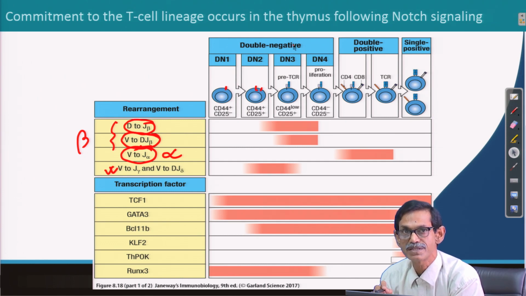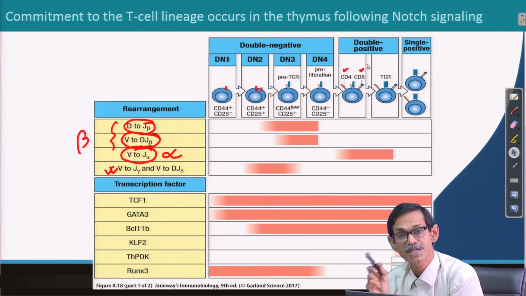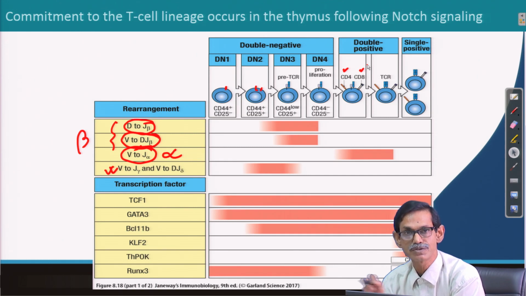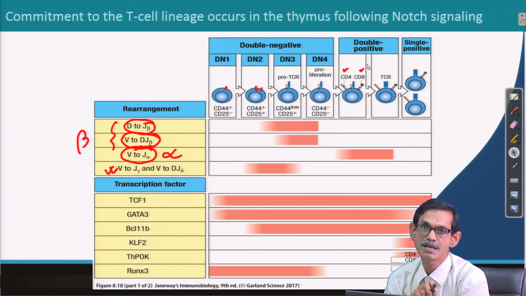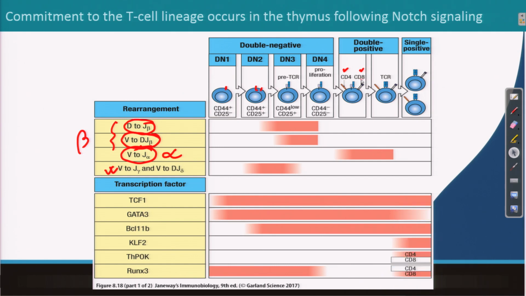What does the double negative mean? Actually, this double negative represents neither CD4 nor CD8. Because we understand T cells will have either CD4 or CD8. Remember, there are a few subsets which do not belong to this general alpha beta category of regular T cells, which we are not discussing here. We are mostly considering the alpha beta T cell receptor, which is helper or cytotoxic. So, when CD4 and CD8 both are negative, we call it double negative.